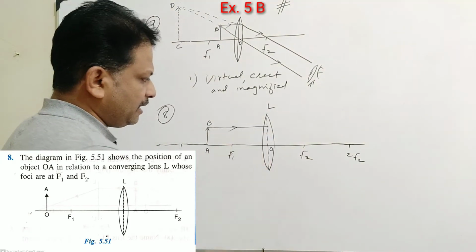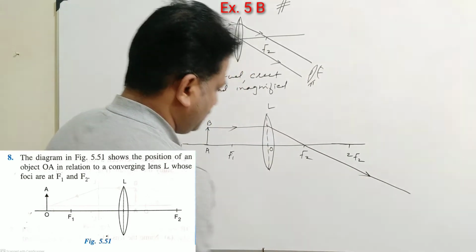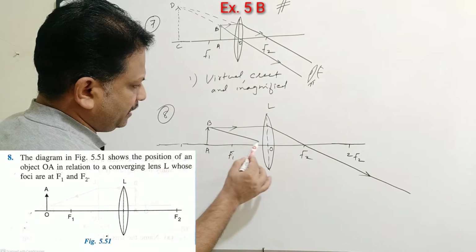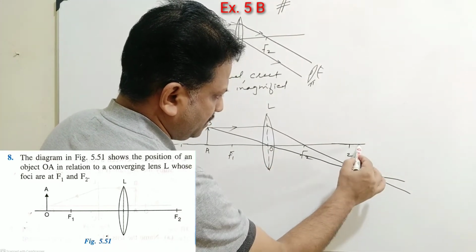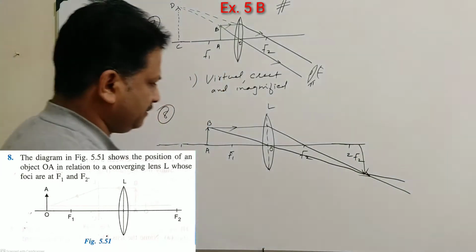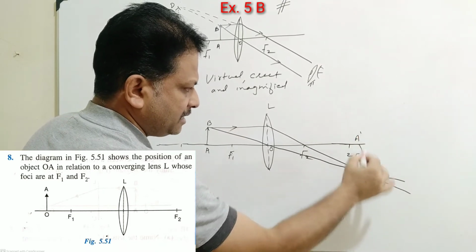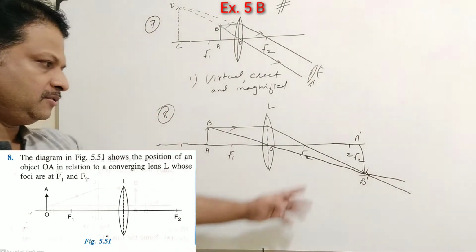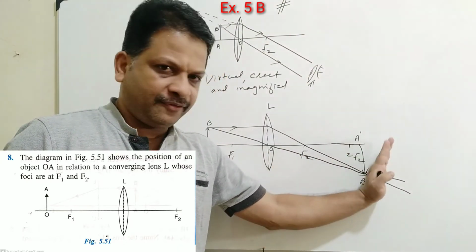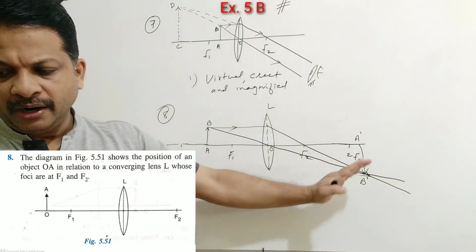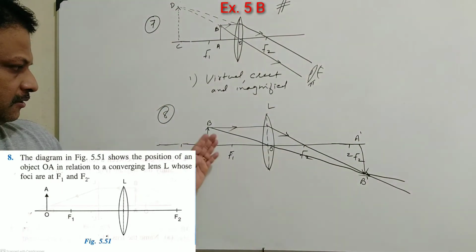A ray of light traveling parallel to the principal axis, after refraction, will travel through the principal focus. A ray of light traveling to the optical center passes undeviated. So where is it meeting? It is meeting here. This is the meeting point. You can see the image formed here, A dash B dash. Clear? So we got an image which is beyond 2f2. So we have completed the ray diagram. Clear? So where is this lens used?